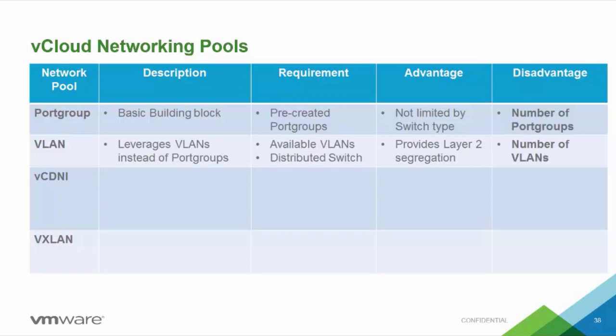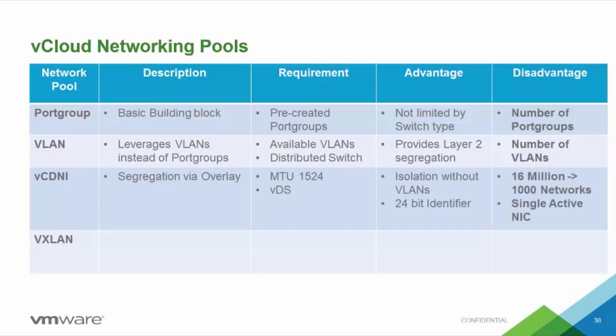Now that we've talked about the first grouping, let's talk about vCDNI and VXLAN. Just as port group and VLAN work in a similar fashion, vCDNI and VXLAN are similar also. They will use overlay technologies or encapsulation to provide our segregation rather than the use of multiple VLANs. So vCDNI is going to give us segregation via MAC-in-MAC encapsulation. And because we have an encapsulation, we can require an MTU increase on our physical infrastructure, but also on our distributed switch. So an advantage is that it's going to give us our isolation without the use of multiple VLANs. And we also have a 24-bit network identifier, which gives us a theoretical number of 16 million networks, but we actually have a code limitation with vCloud, which limits that to 1,000 networks.